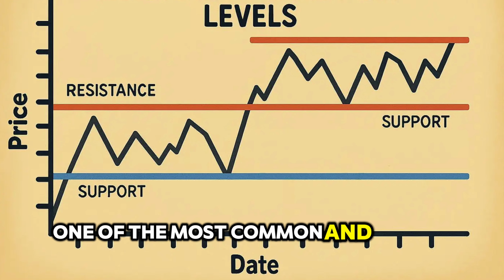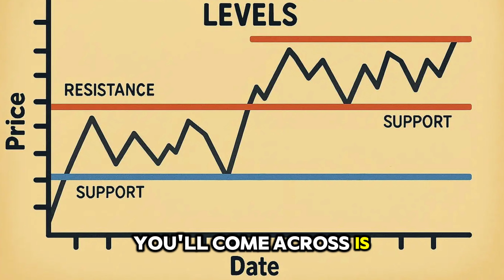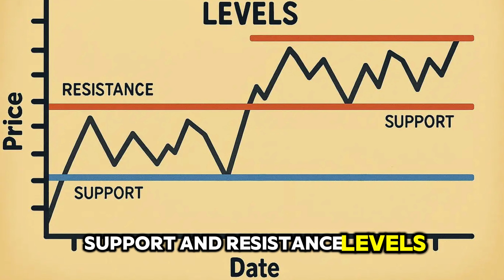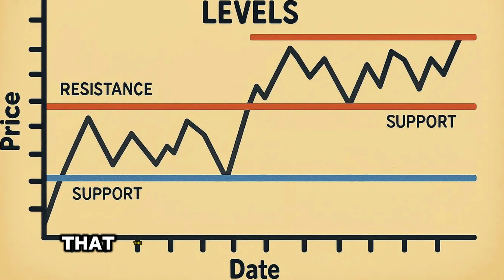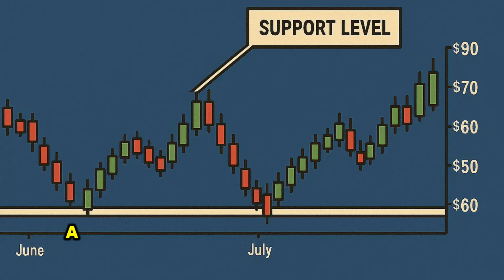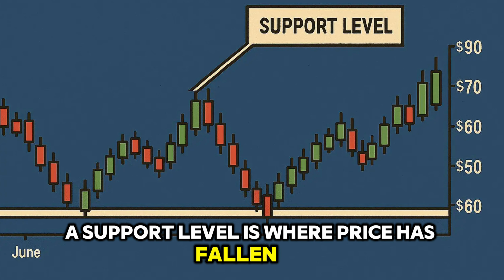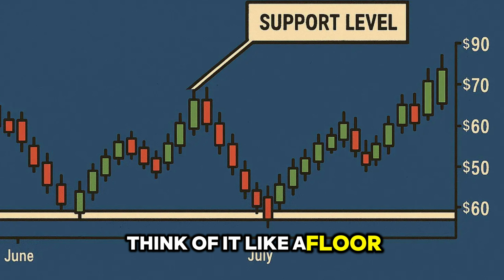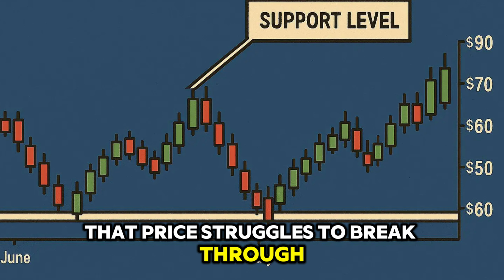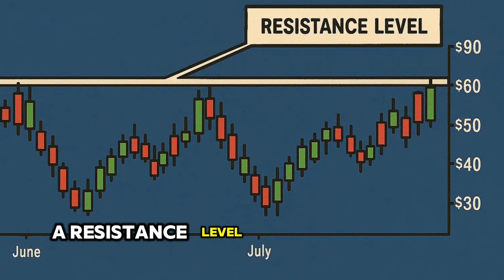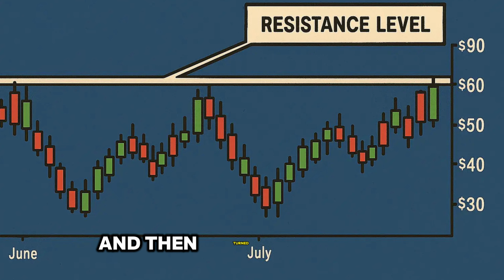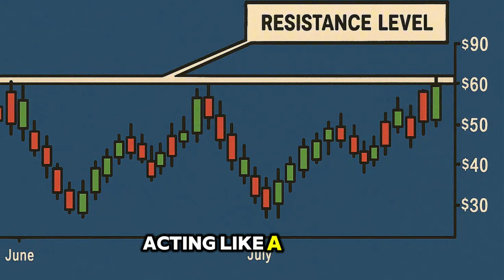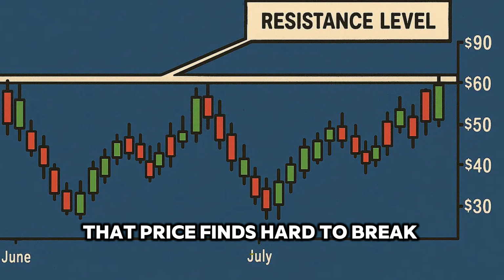One of the most common and useful concepts you'll come across is support and resistance levels. These are key price levels that the market tends to react to. A support level is where price has fallen to in the past and then bounced back up. Think of it like a floor that price struggles to break through. On the other hand, a resistance level is where price has risen to and then turned back down, acting like a ceiling that price finds hard to break above.